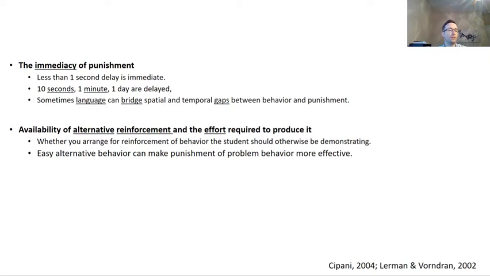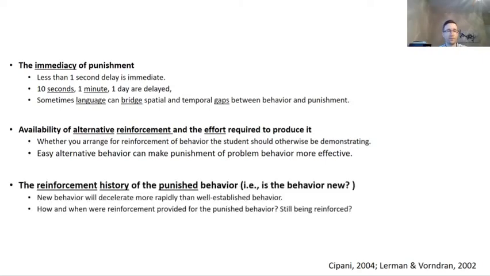Availability of alternative reinforcement and the effort required to produce it. So whether you arrange for reinforcement of behavior the student otherwise should be demonstrating. If you provide alternative reinforcement for appropriate behavior that is alternative to the behavior that's being punished, that can increase the effectiveness of punishment. Especially if that alternative behavior is very easy to do. If it's very easy for them to engage in some other behavior that's not being targeted for punishment, then your punishment procedure is going to be much more effective.